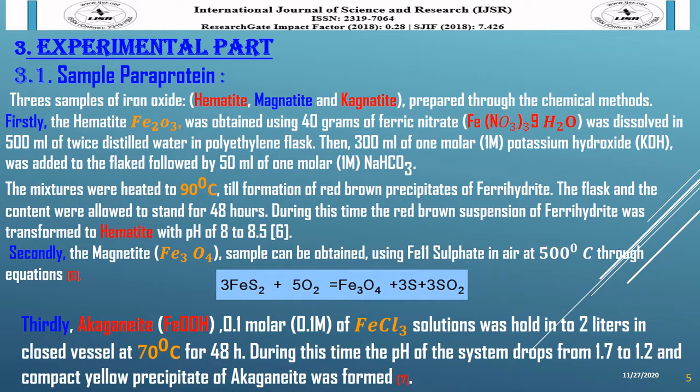Secondly, the magnetite Fe3O4 sample can be obtained using ferrous sulfate in air at 500 centigrade through the equation below: 3FeSO4 plus 5O2 equals Fe3O4 plus 3S plus 3SO2.